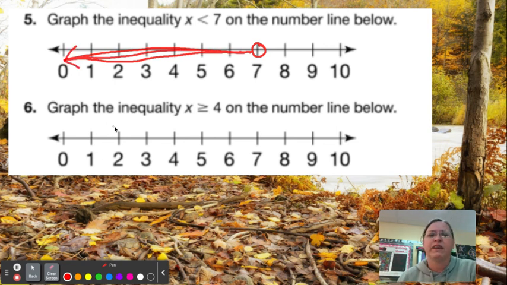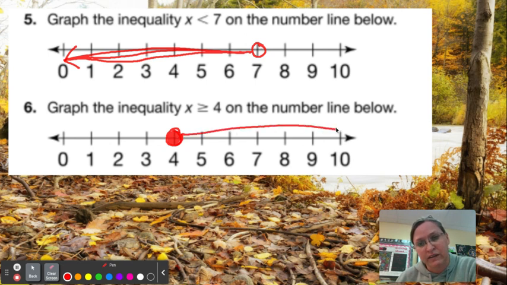Now let's look at graph the inequality x is greater than or equal to 4. I'm going to start with 4, but it is also equal, greater than or equal to, so I need to color in 4. And then I look at what way my symbol goes, and it goes this way. So greater than 4.